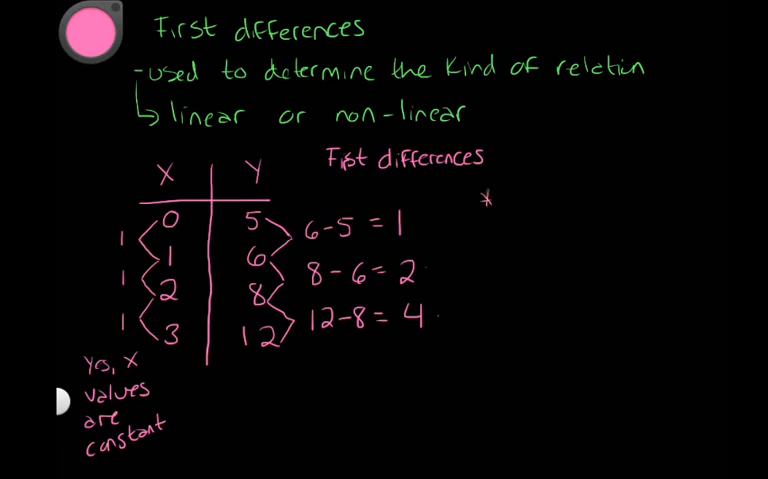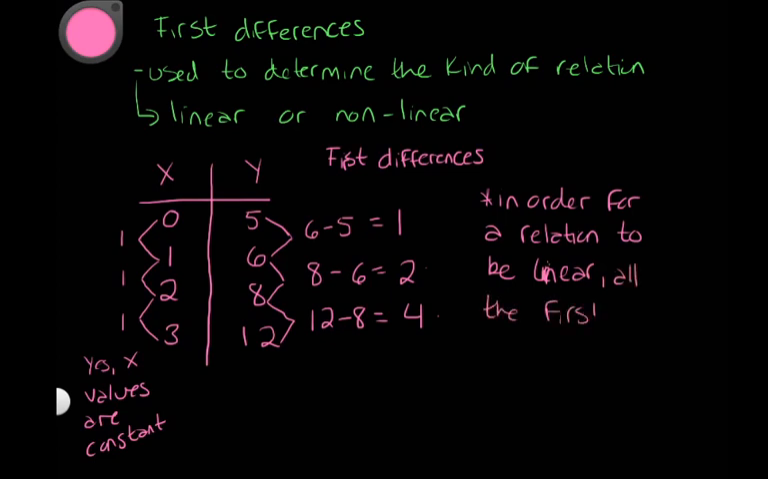So in order for a relation to be linear, all the first differences must be equal. So since these first differences are not equal, this is nonlinear.